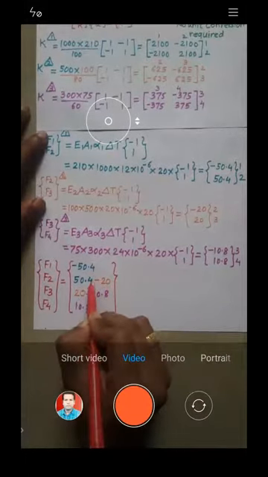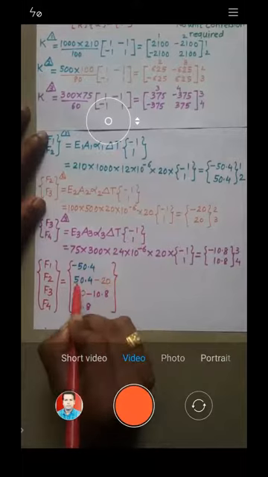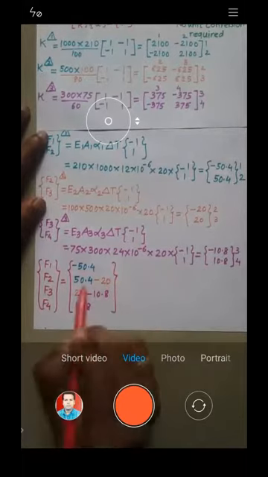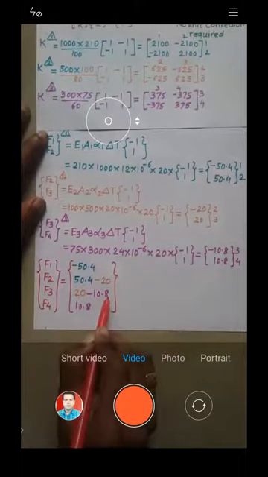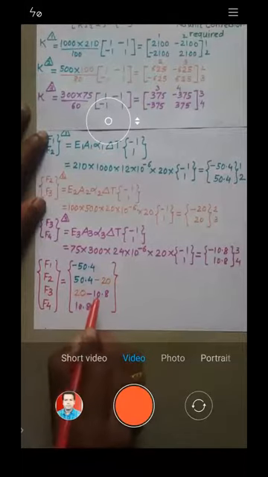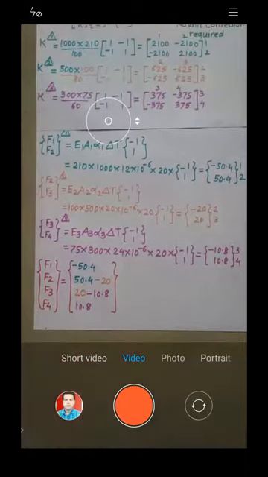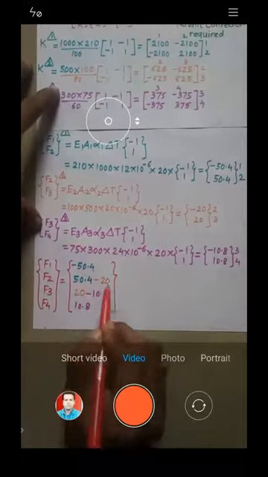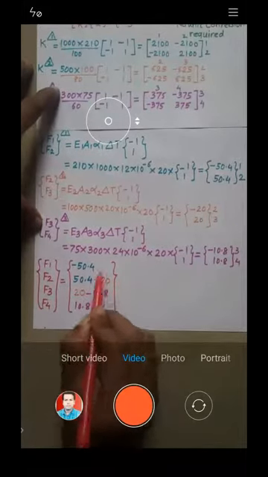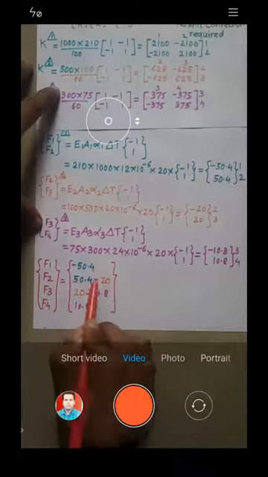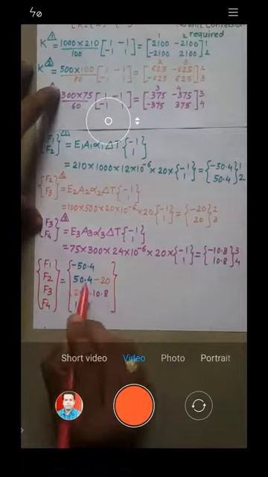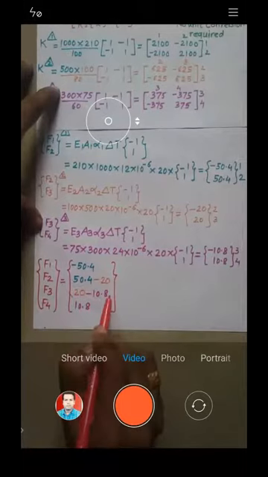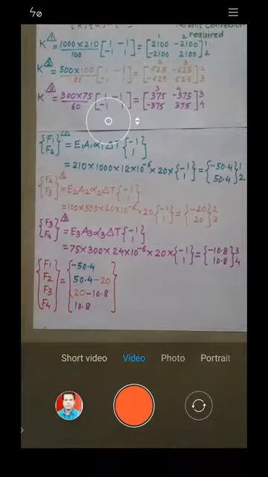This will give you the combined effect at node 2 due to element number 1 and element number 2. This term will give you the combined effect at node 3 due to element number 2 and element number 3. I will repeat. This term will give you the combined effect at node 2 due to element number 1 and element number 2. This term will give you the combined effect at node 3 due to element number 2 and element number 3. Is that okay now, all of you?